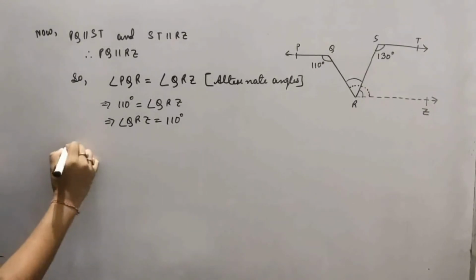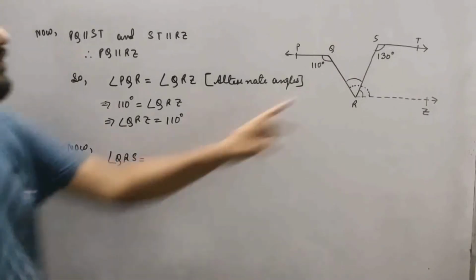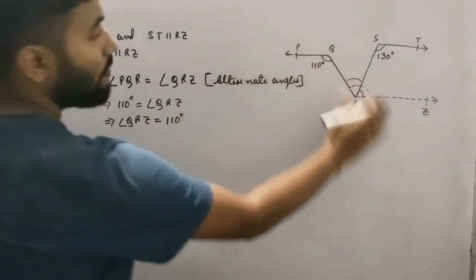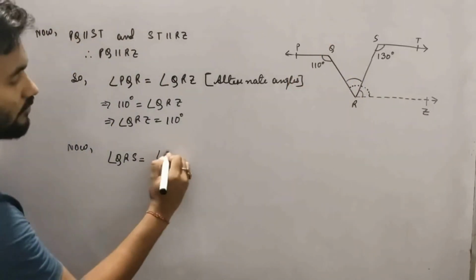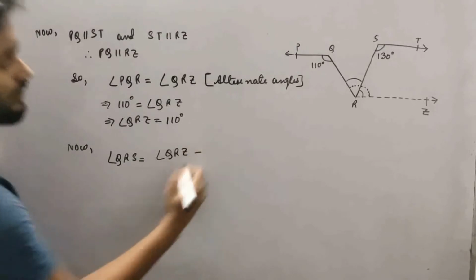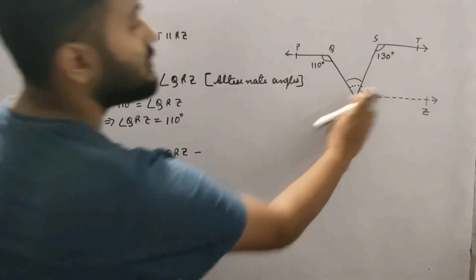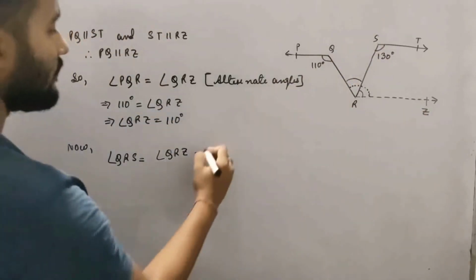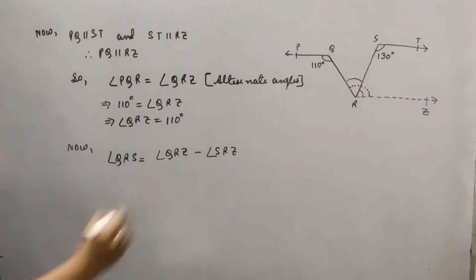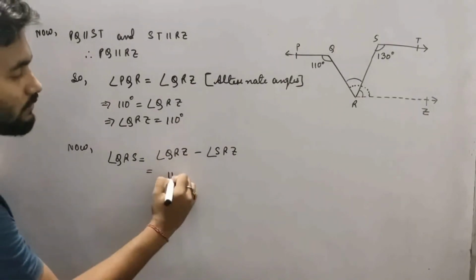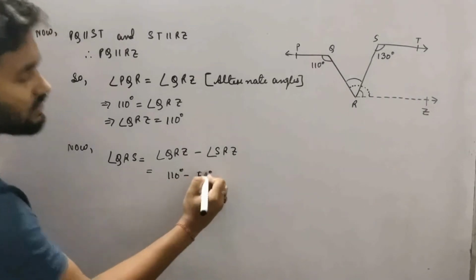Now angle QRS will be from this complete angle, QRZ, if I subtract this angle, this part, SRZ, I will get angle QRS. So put the value. What is the value of QRZ? 110 degrees. What is the value of SRZ? It was 50 degrees, isn't it?